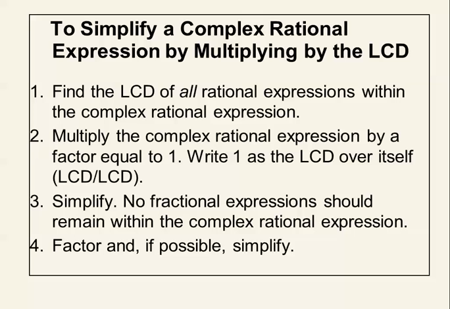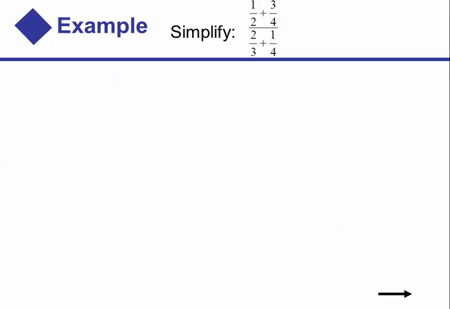Now, there's a second way to do this, and the second way to do this is to just get rid of fractions altogether. And the way we do that is we multiply every single expression by the least common denominator of the entire thing. Once we do that, we don't have any fractions left, and we should just simplify and factor if possible. So here's a few examples of this.